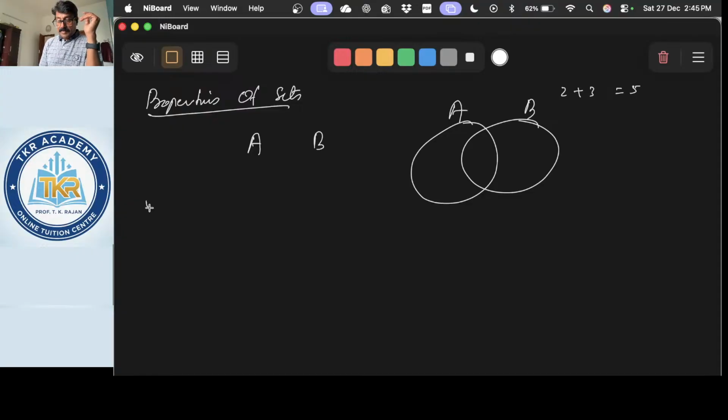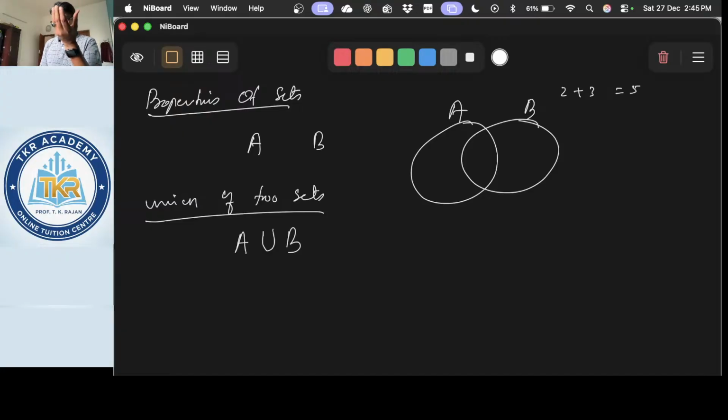Now, the first operation is the union of two sets. This is the first operation that we do on sets. What is the meaning of union? Let us see. The union of the two sets A and B, symbolically written as A union B using the cup symbol, consists of all the elements in A or in B or in both, that is, the set of all x such that either x is in A or x is in B or x is in both. That's A union B.